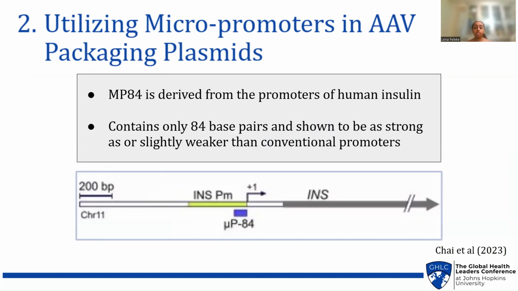And the next aim of my project is utilizing micropromoters, specifically MP84, in the plasmid constructs that are made. And so MP84 is derived from the promoters of human insulin, and has only 84 base pairs while being shown to be as strong as or slightly weaker than conventional promoters. So this ties back to the size aspect that I was talking about before.